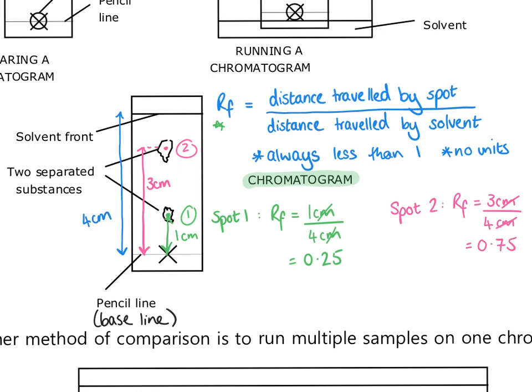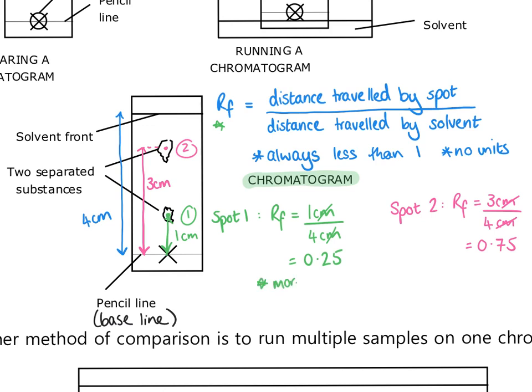So let's have a quick think about what we can interpret from these values, because remember we said on the previous page, or a couple of pages ago, that the RF value gives us an indication of how soluble our different substances are in our solvent, or whether it's more attracted to the paper. So which do you think is more attracted to the paper? Well, in this case, it's going to be spot 1.